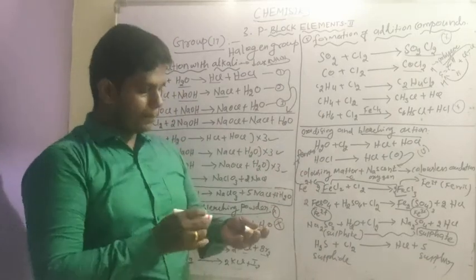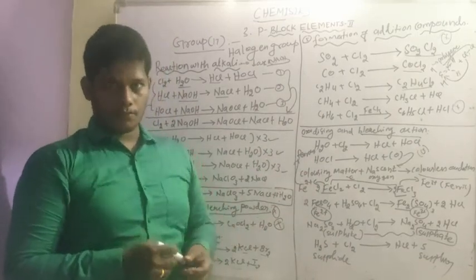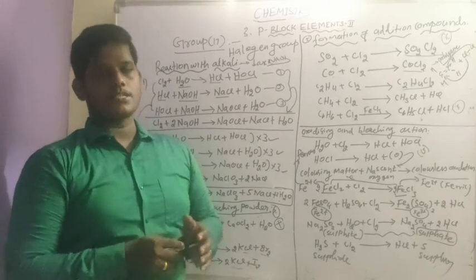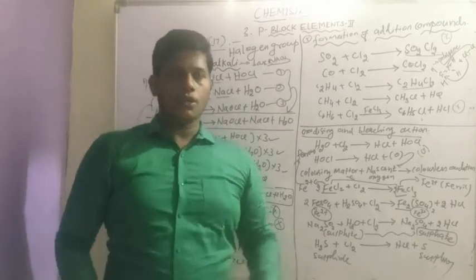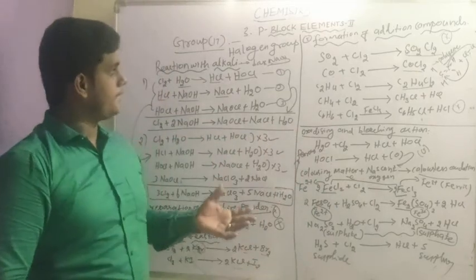So these are the chemical properties of chlorine molecules. Some uses: the manufacture of bleaching powder, to bleach salts, and so on.